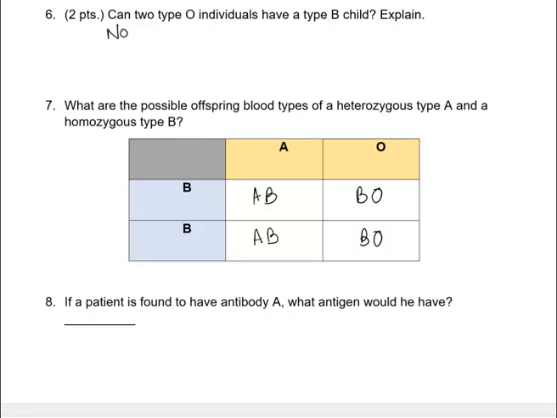Number 8, if a patient is found to have antibody A, what antigen would they have? So they have naturally occurring antibody A in their plasma. What antigen would they have to have on their red blood cells? We know we want the opposite in the body, so they would have to have antigen B on their red blood cells, because we do not want agglutination in the body.